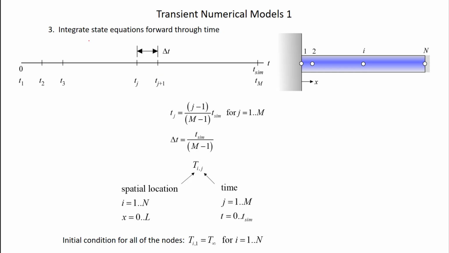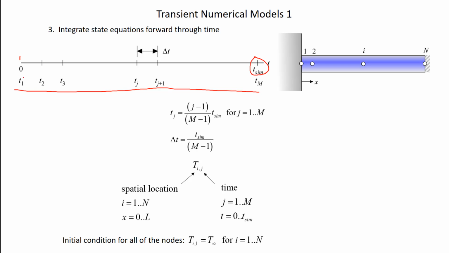So we're going to integrate the state equations forward through time. That means that we are not only dividing space up into little chunks, we're dividing time up into little chunks. So I start at 0 and I end at some t sim, which is how much time I want to simulate. I'm going to take uniform time steps, at least for these techniques that I'm going to do myself.